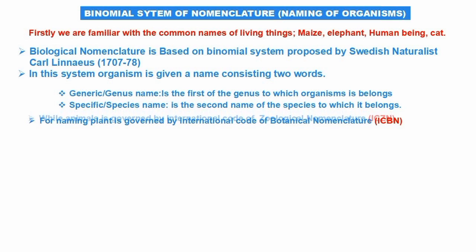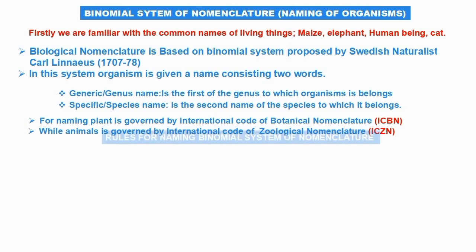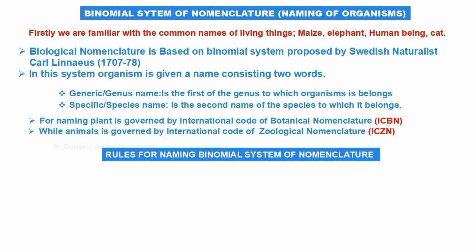The naming of plants is governed by the International Code of Botanical Nomenclature, ICBN. The naming of animals is governed by the International Code of Zoological Nomenclature, ICZN. Also, you need to take note of this.